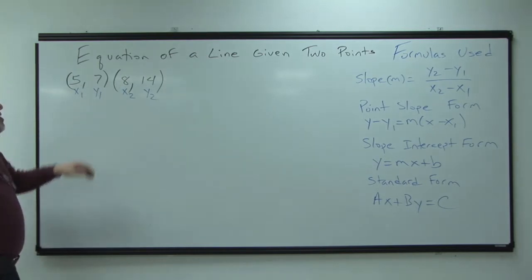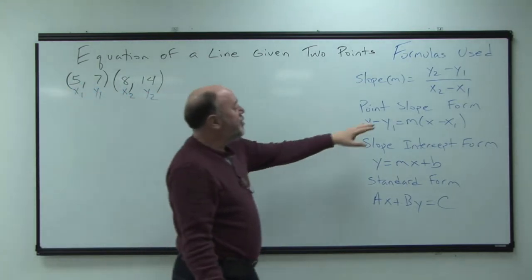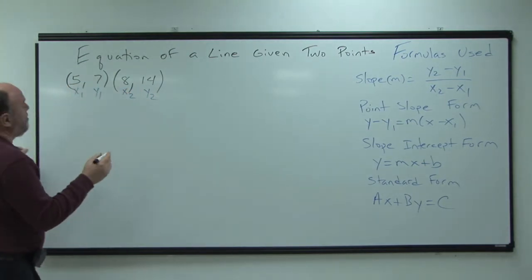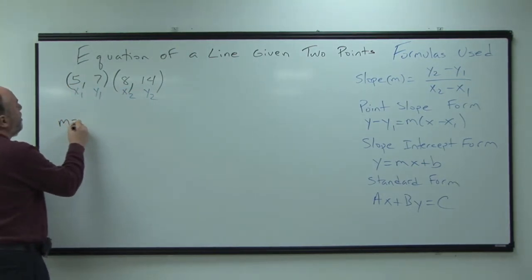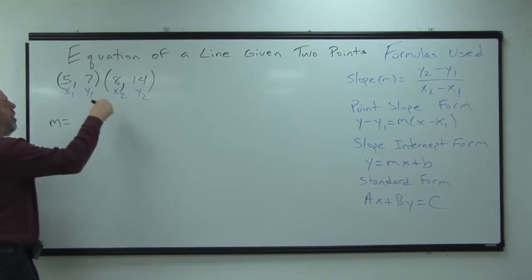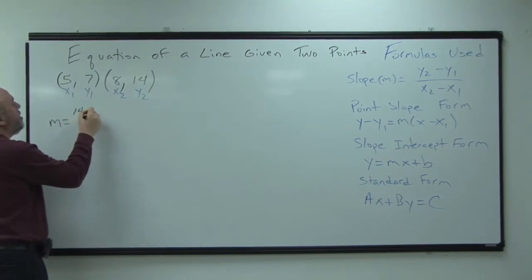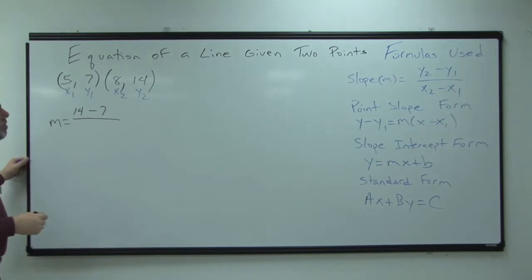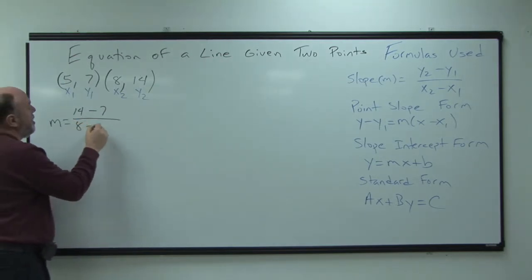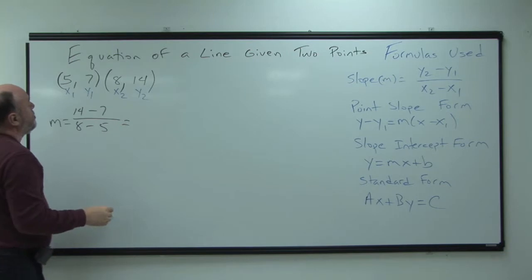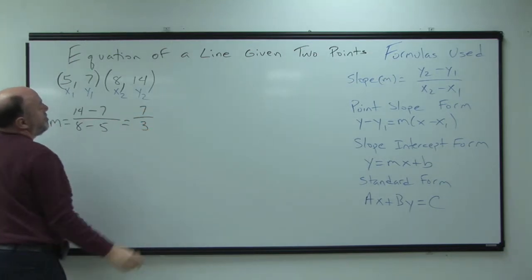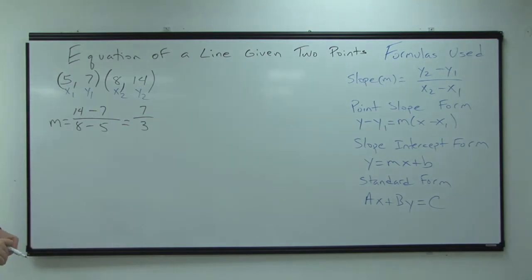Then we're going to take these numbers and plug them into our equation here for determining the slope. So my slope will be given by y2 minus y1, which in this case will be 14 minus 7, over x2 minus x1, which will be 8 minus 5. 14 minus 7 is 7, and 8 minus 5 is 3. So we have that our slope is going to be 7/3.